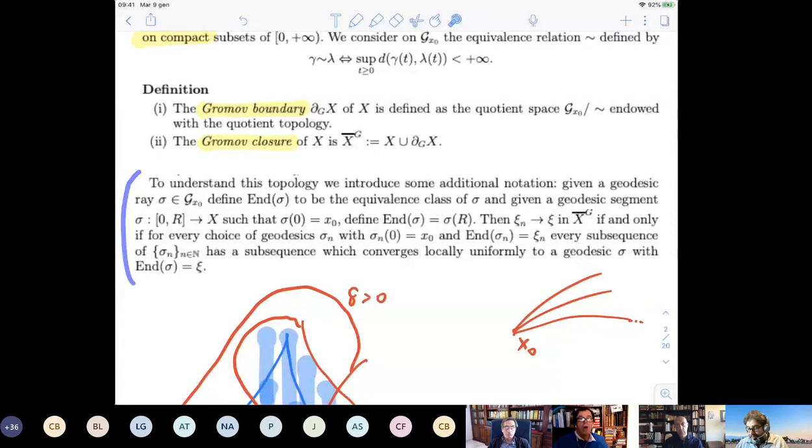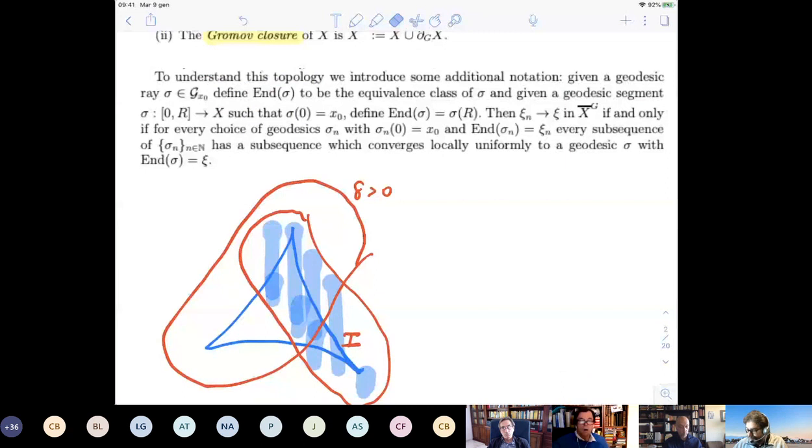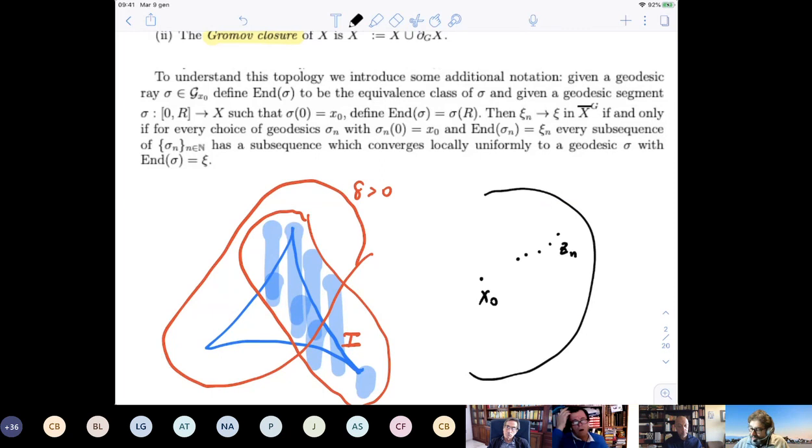Let me sketch what we do just with a picture. So here we have our space, and let's say here is x naught. We have a sequence of points Zn, and we want to say what it means that this sequence of points Zn converges to the class gamma, where gamma is a geodesic ray coming out from x naught.